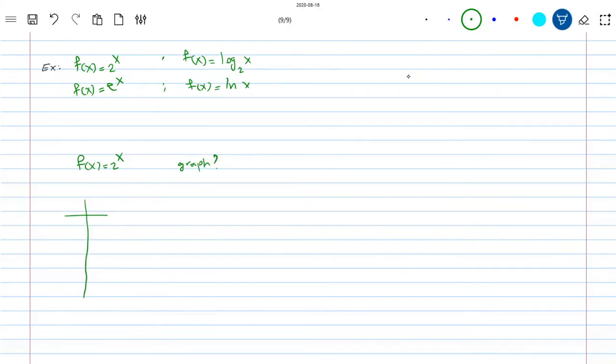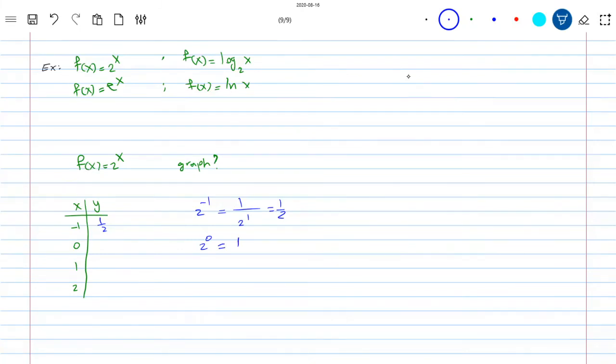Draw this table. x, y. I'll pick some x values: -1, 0, 1, 2, for example. Find the corresponding y. If you replace -1, 2 to the power -1, we talked about negative exponent, it's the same as 1 divided by 2 to the power 1, so 1/2. If you replace 0, 2 to the power 0, this is very important. It's never 0. 2 to the power 0 is 1.